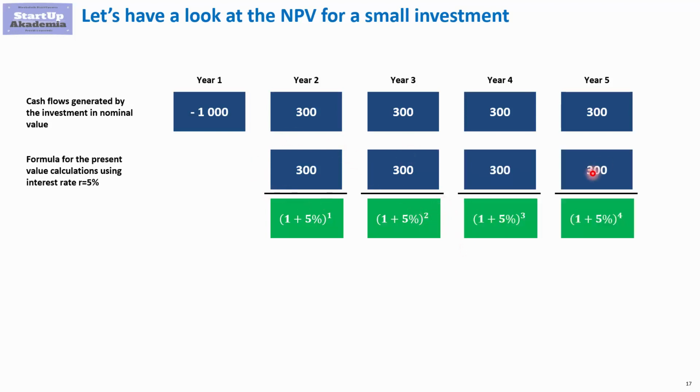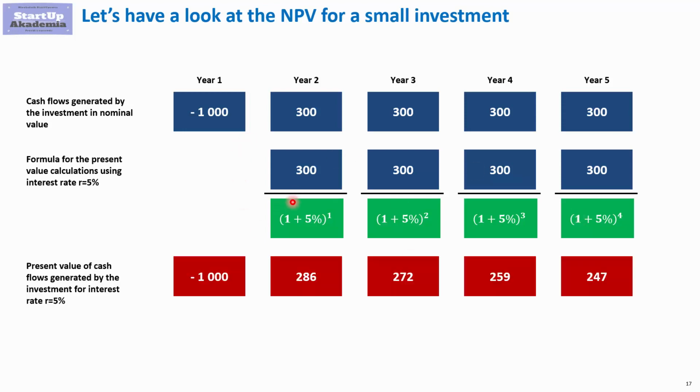So as you can see, we have these values. After we do the calculations, we'll get the following numbers. So the 1,000 today is worth obviously 1,000, but the 300 in 2 years is actually worth today 186. 300 in 3 years is worth 272. 300 in 4 years is equal to 259, and 300 in 5 years is equal to $247. And this, remember, is in present value, whereas those things above are in nominal value.